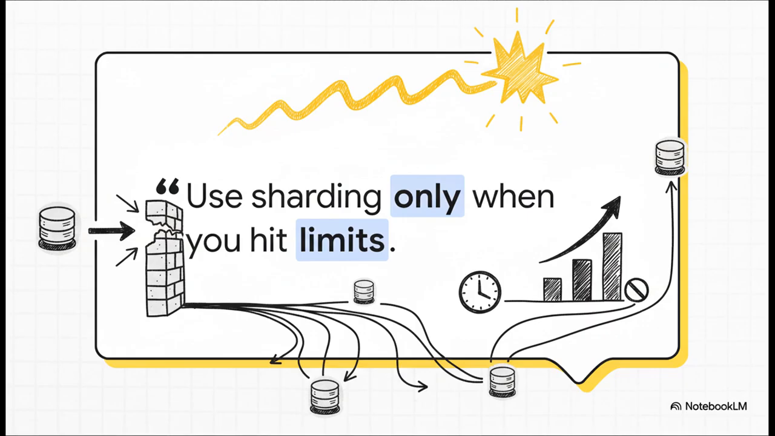And this is really the golden rule you should live by. Use sharding only when you hit the wall. Don't do it just because you think you might need it someday. That's called premature optimization, and it's a trap. Wait until you're actually feeling the pain, when your performance or your storage is maxed out. Solve the problem you have right now, not a problem you might have in the future.